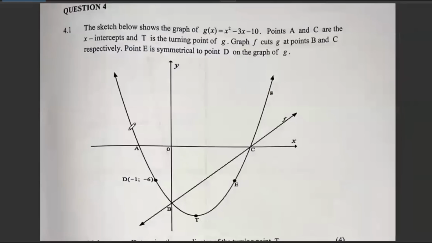Question number 4, functions. The sketch below shows the graph of g of x, which is a parabola. Points A and C are x-intercepts. T is the turning point of g. Then graph f cuts g at C and B, respectively. Then E is symmetrical to D.